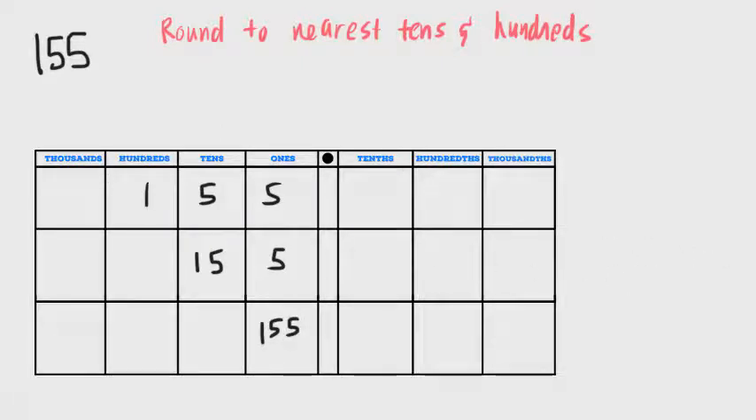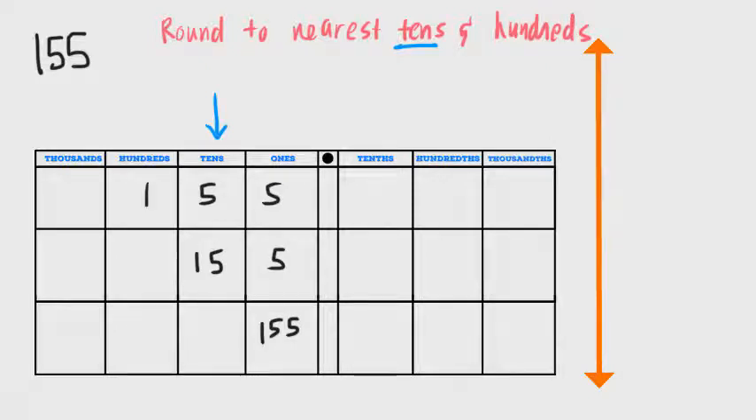Now, let's break this down. The first one that we're going to do, let's get a different color up in here, is rounding to the tens. So here's tens. We're going to round to the tens place. And in this case, we're going to use a number line. So it's going to help us better visualize this, I hope.